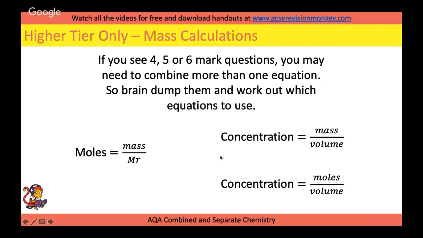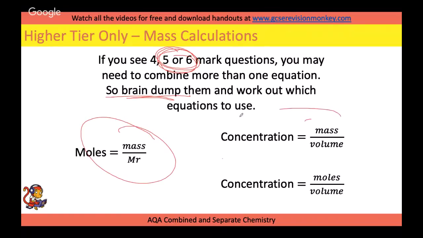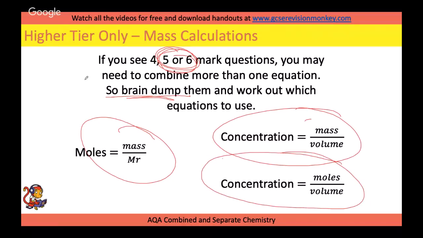Right then, my final bit of advice if you're doing higher tier is if you see maybe 4 if they're harsh, but definitely 5 or 6 mark questions, you may need to combine more than one equation. So brain dump them and work out which equations to use. It's not many. Moles equals mass over MR. Concentration equals mass over volume. And concentration equals moles over volume. Last little bit, remember, centimeters cubed, divide by 1,000 to get to decimeters cubed. And you might need to use these.